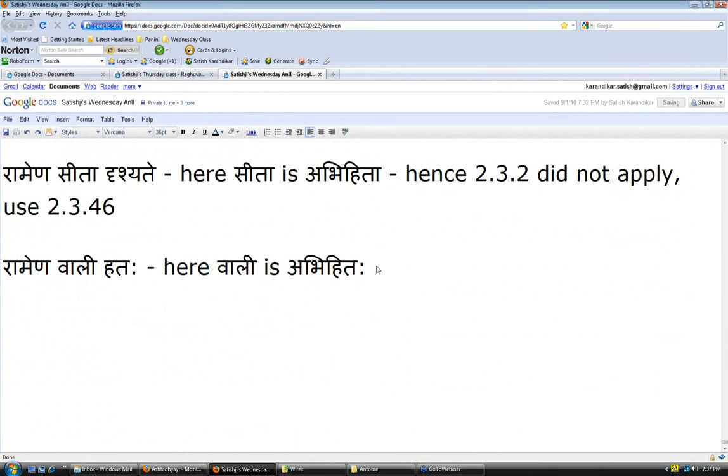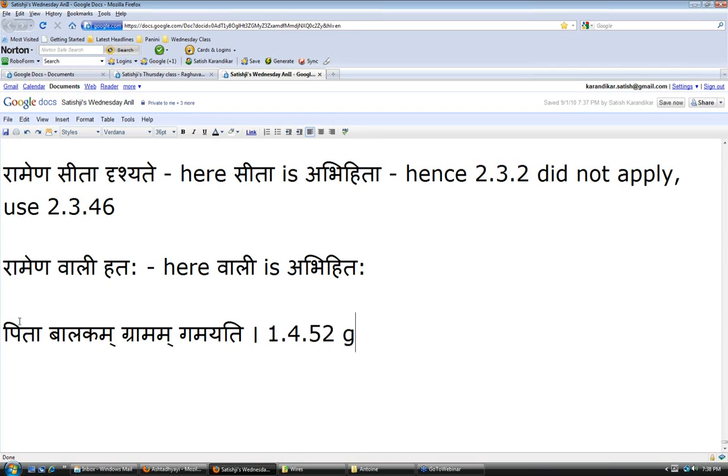So when you say pita balakam gramam gamayati, same as last time, but I don't want to put last time's document. Put it down here. Here balakam will get the dvitiya bhakti by 1452. Gati buddhi pratyavasanartha shabda karma karmakanam, 1452, gives balaka the karma sanya.